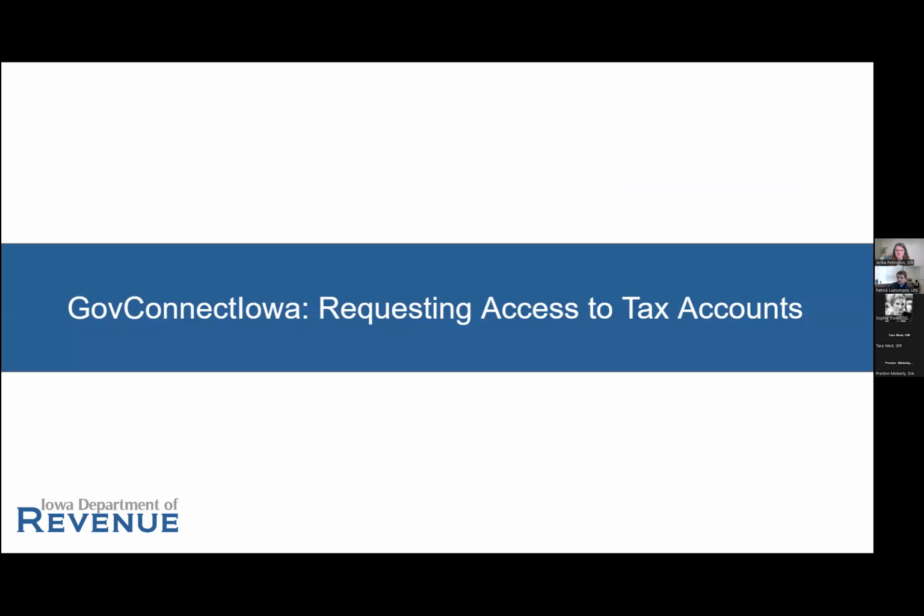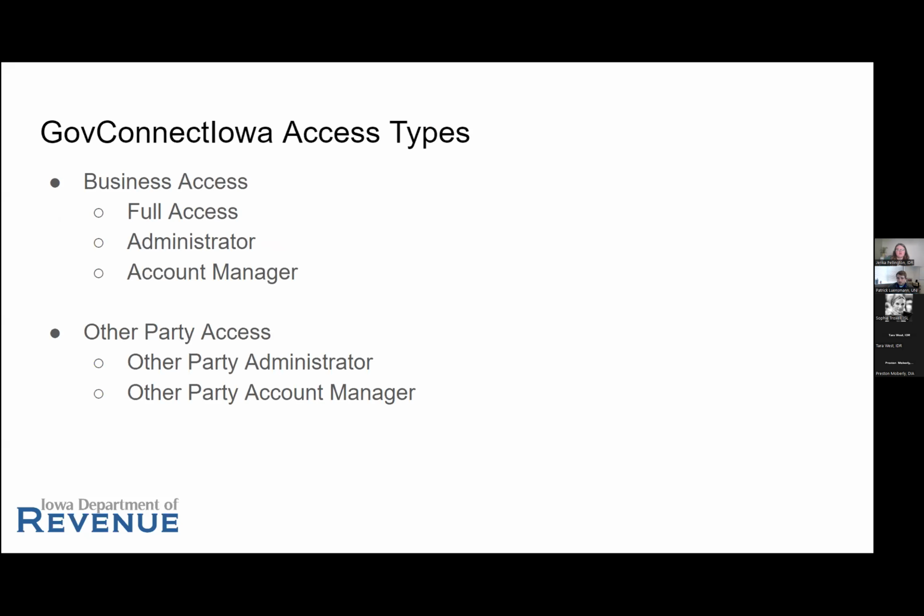We'll start by discussing requesting access to tax accounts in GovConnectIowa. In GovConnectIowa, you can request access and select one of the 5 options that you can see below. The 5 options are the smaller bullet points underneath business access and other party access. So let's dive into what these truly mean. With business access, there are 3 available options for users to choose from.